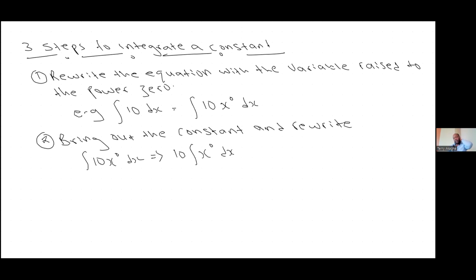Okay? Then when you're done with that, step 3, you then apply all the 3 rules of integrating general form. So you're going to apply the 3 rules of general form of integration.